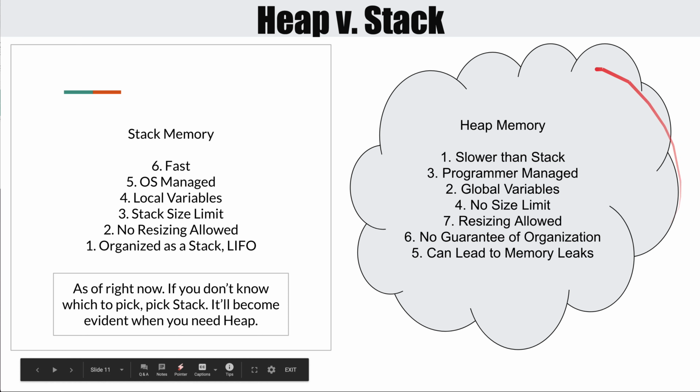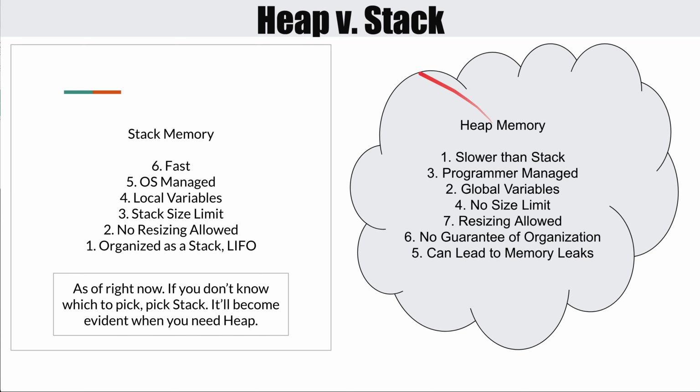Now, there's a reason why this is a cloud. There's a reason why this is a box, okay? Your stack memory is organized. Your heap memory is kind of all over the place, okay? So why use which one, okay? Well, if you think about this, it really comes down to your sizing limits, okay? And your resizing ability, all right?